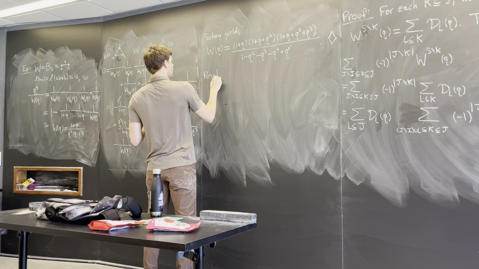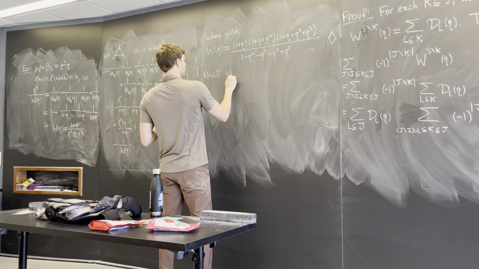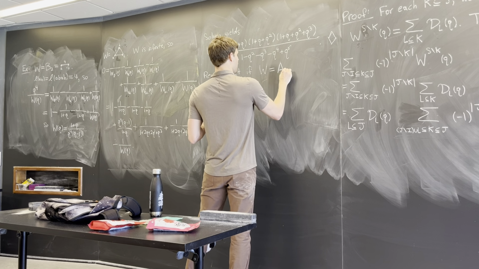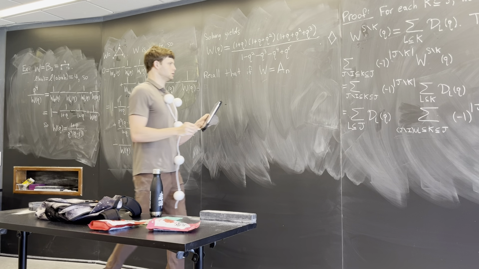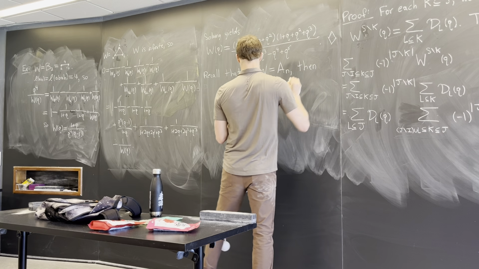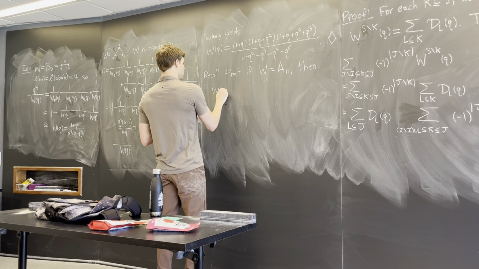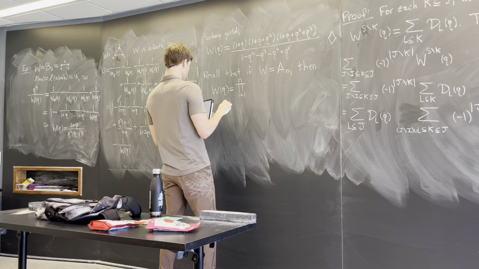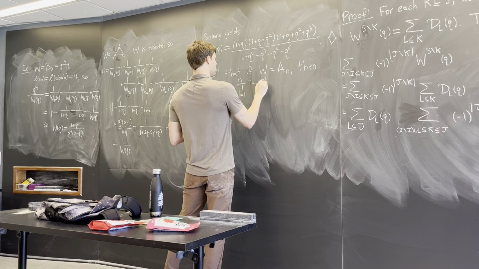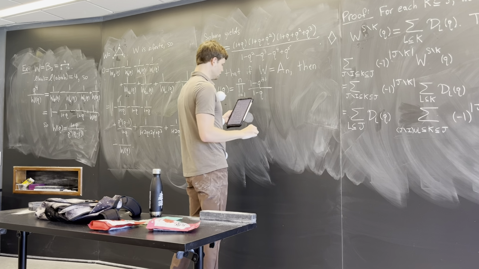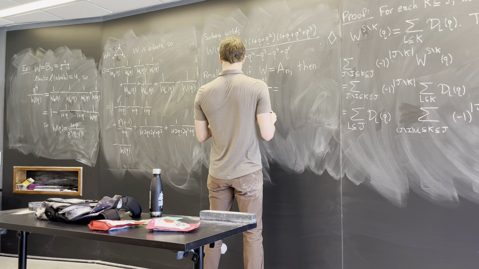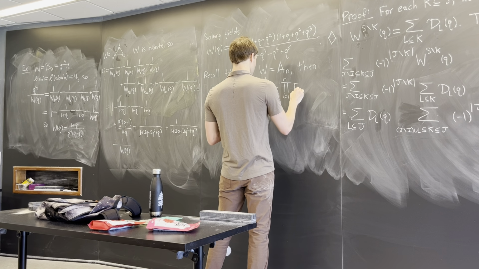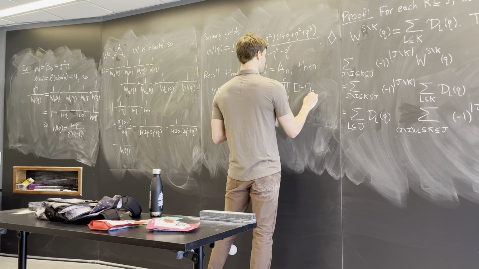So recall that if W is A_n, or the symmetric group S_{n+1}, then W of Q was the product from i equals 1 to n of (1 minus q to the i plus 1) over (1 minus q). And I can rewrite this as the product from i equals 1 to n of bracket i plus 1 sub q.